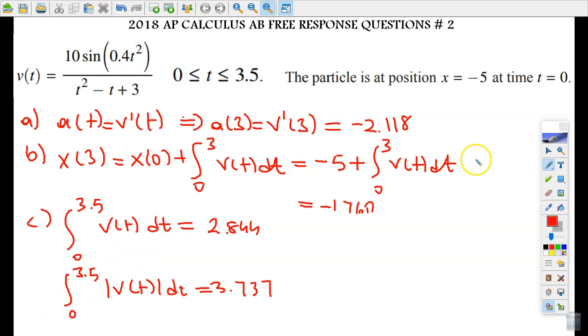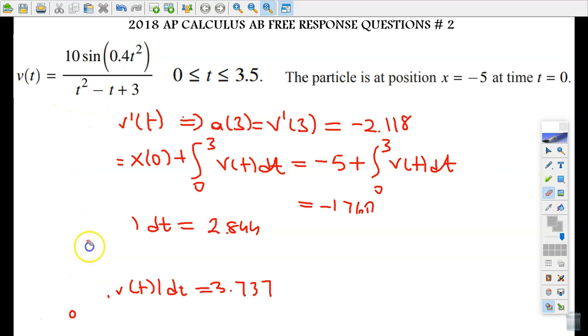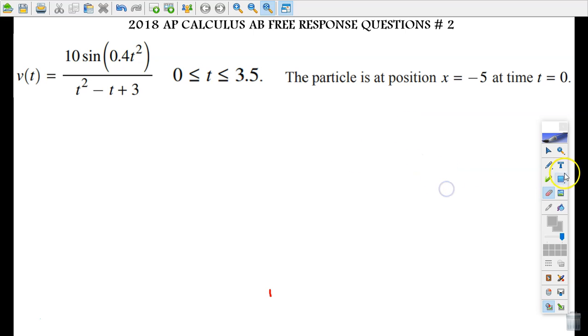Let's move on to part D. Before I move on to part D, I need to clean up this board. Let me use a different color. It says the second particle moves along the x-axis with position, so this is the second particle with its position x of 2 of t equal to t squared minus t. It says at what time t are the two particles moving with the same velocity.